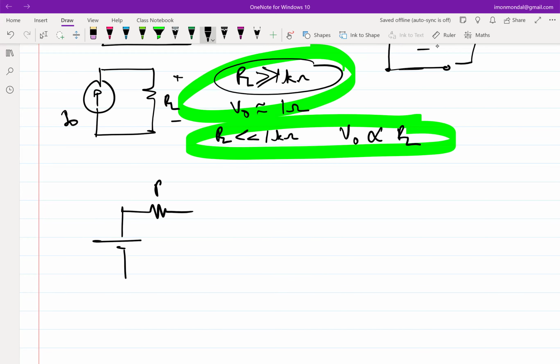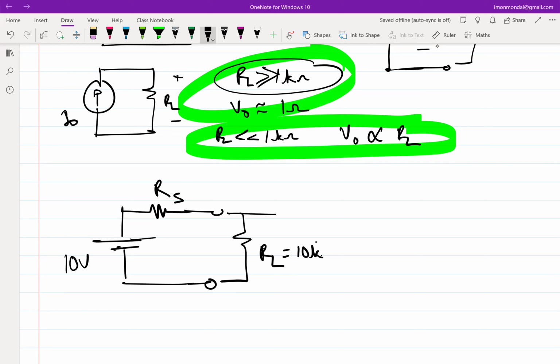So let's say I have an internal resistance, source resistance RS. I have a voltage source. And I have an RL. So let's say RL is much greater than 1K, let's say RL equal to 10K. Right? And let's say this is 10 volt. So can you tell me some approximate value of RS for which V naught will be approximately 10 volt?